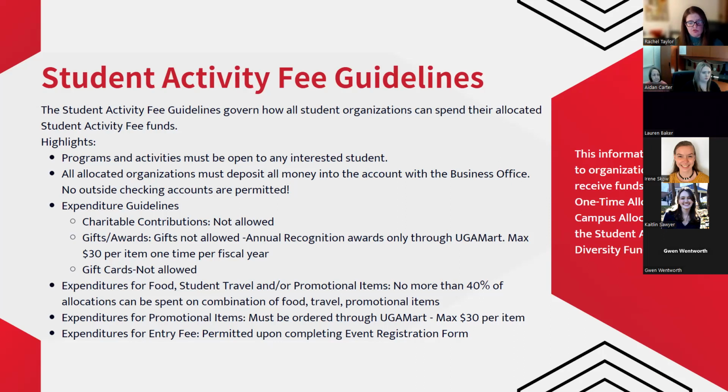For expenditures on food, student travel, and/or promo items, no more than 40% of the allocated funds can be spent on the combination of those three things: food, travel, and promo items. Expenditures for promo items in particular, those similar to annual recognition awards, must be ordered through UGA Mart, and the maximum is $30 per item there.